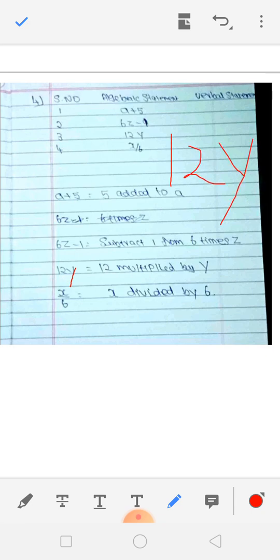And then 12y. I can simply say 12 times y or 12 multiplied by y. Because in 12y, in between 12 and y there is no sign, which means there is multiplication. So 12 is multiplied by y, or 12 times y. And then x by 6, the fourth one, is division, so x divided by 6. Here 6 is the divisor, correct? So x divided by 6.